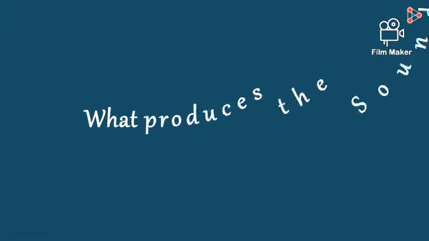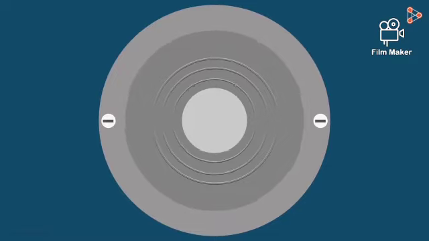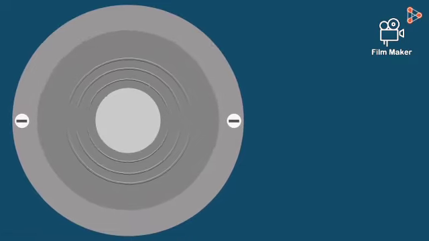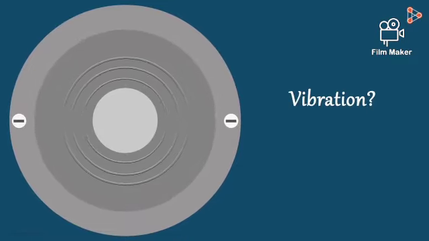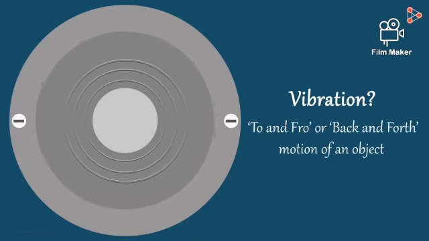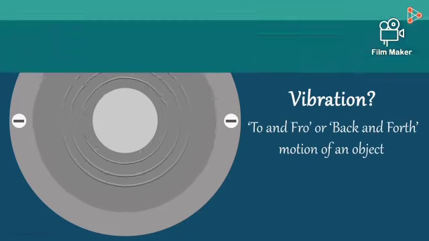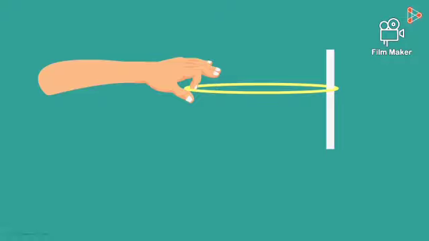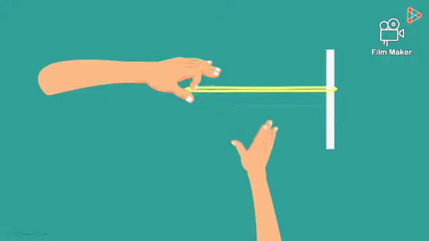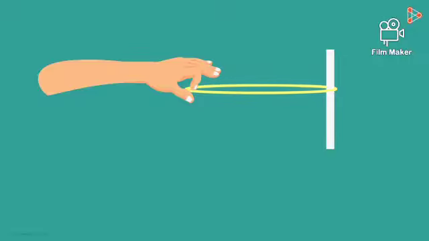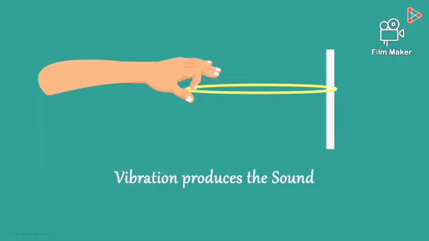What produces the sound? To answer this question, we need to know what is vibration. The to and fro or back and forth motion of an object is called vibration. If we stretch a rubber band and pluck at the middle, it produces to and fro motion or vibration. When a body produces vibration, it produces sound. Vibration produces sound or sound is produced by a vibrating body.